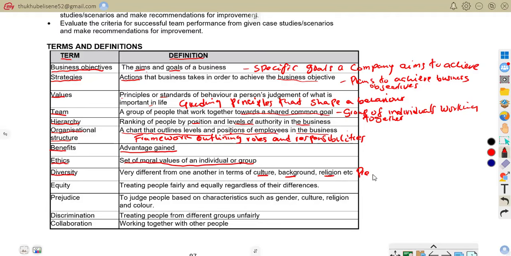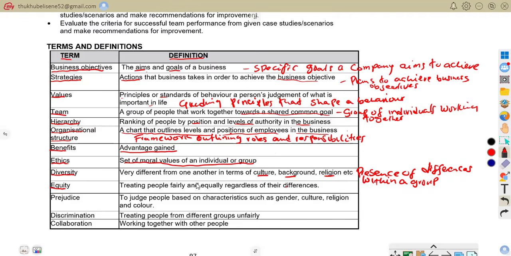We're talking about the presence of differences within a group. That's diversity. So we can talk about a workplace with diverse cultures, ages, and abilities. So those are the differences that we're talking about.